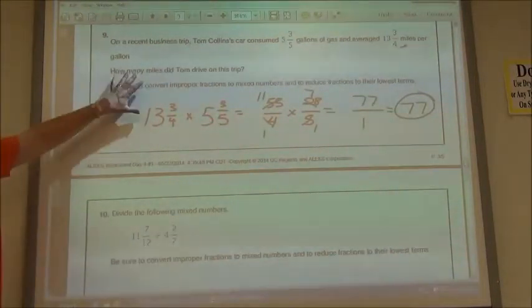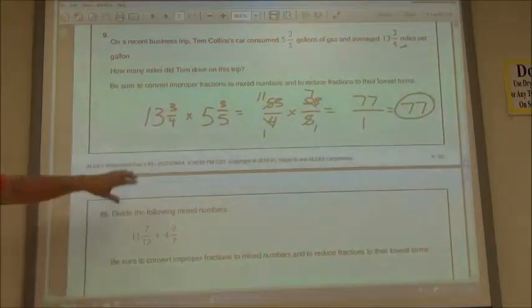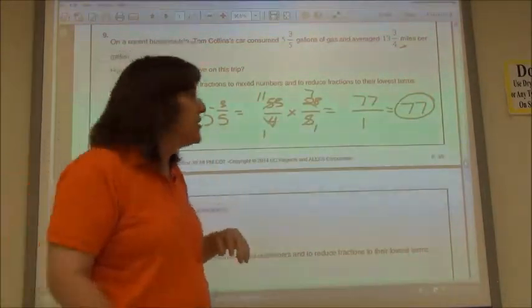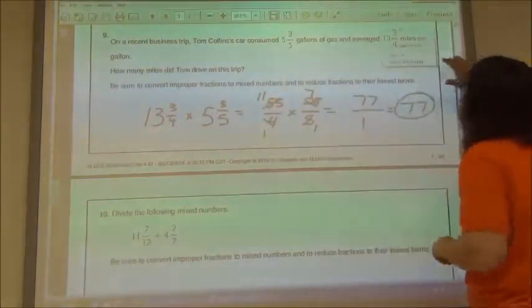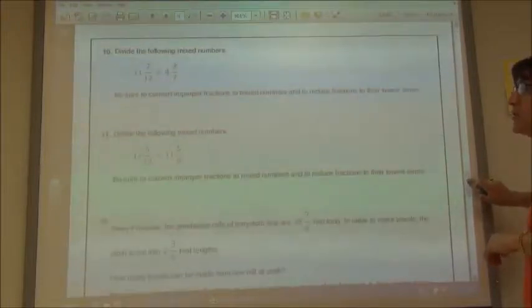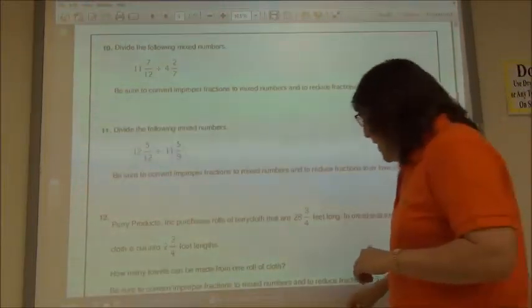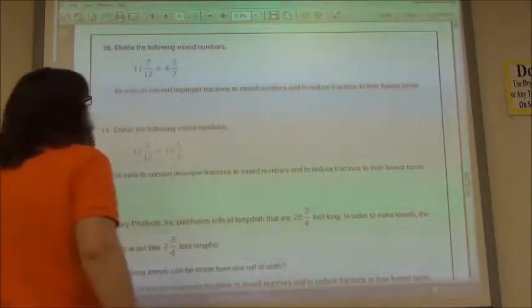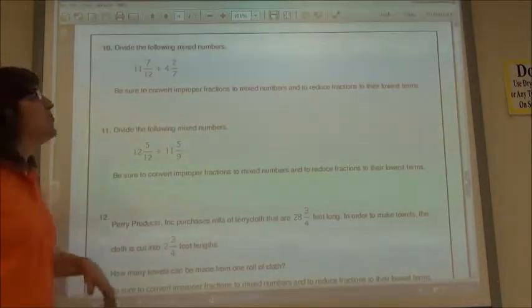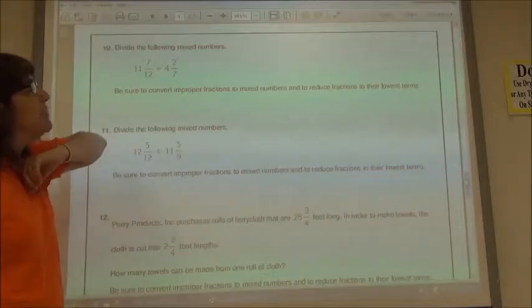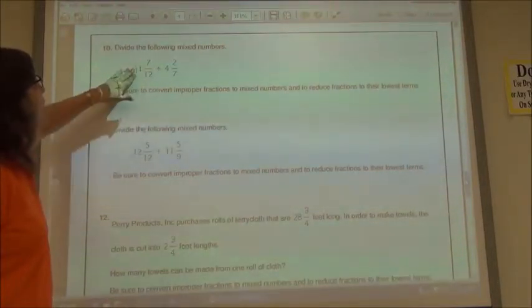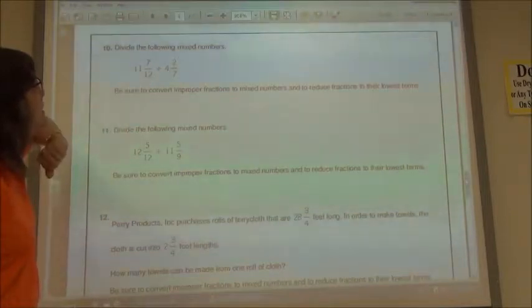So whenever we multiply or divide with mixed numbers, our first step is to make that improper fraction and then do it just like we did our other multiplying and dividing. No common denominators when you multiply and divide fractions. Problems 10, 11, and 12. Divide the following mixed numbers. Be sure to convert them to improper fractions, and then we're going to change our improper fractions back to mixed numbers at the end. So in this case, I have to convert 11 and 7/12 into an improper fraction.